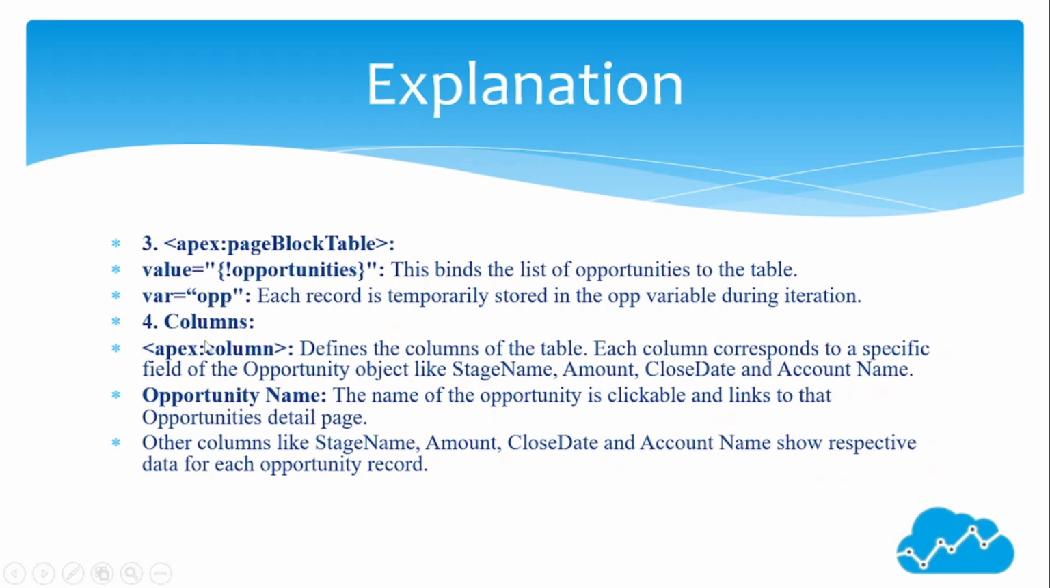Next, we are using columns. apex:column defines the columns of the table. Each column corresponds to a specific field of the Opportunity object, like stage name, amount, close date, and account name. Opportunity name: the name of the opportunity is clickable and links to that opportunity's detail page. Other columns like stage name, amount, close date, and account name show the respective data for each opportunity record.